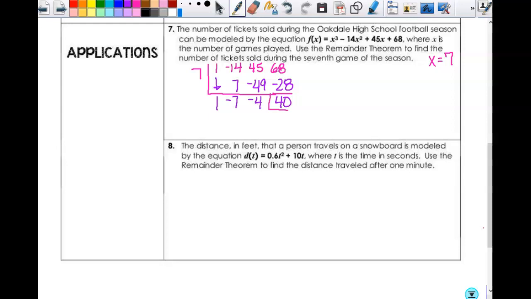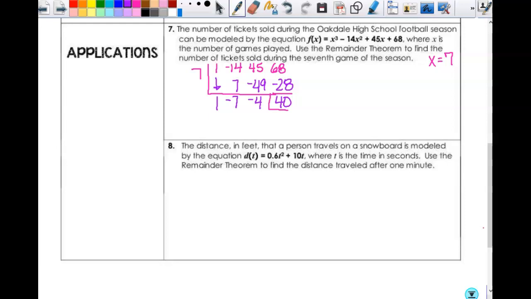Okay, so did we get our remainder as 40? So what does that mean in the context of this? Number of tickets sold. Number of tickets sold when? With 7 games. On the 7th game. When the game is 7 and they sold 40 tickets.